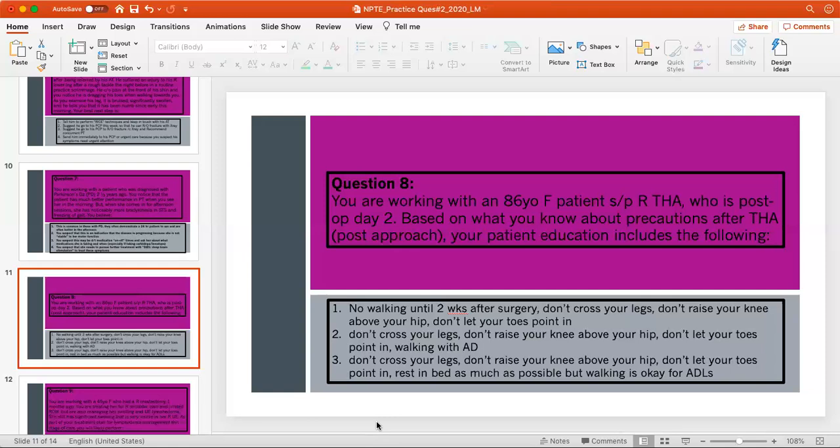I just forget when they're allowed. I know with the anterolateral approaches, we're getting them out of bed really soon. But I forget whether the posterior approach is any different in terms of allowing them to walk.